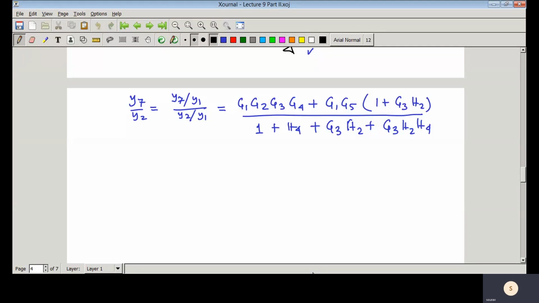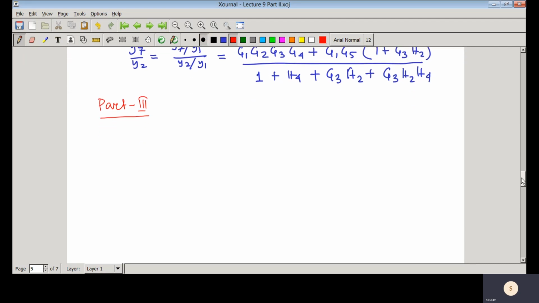So in part 1 and part 2 we have discussed the signal flow graph, and this is part 3 of this lecture. Here we'll continue with the signal flow graph and we'll be solving two more problems to better understand signal flow graph algebra.